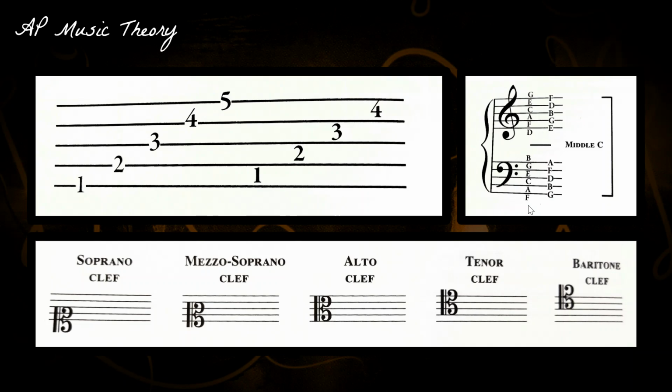Octave designation. Another way to label the notes on the grand staff is related to where they occur on the piano keyboard. There are 8 Cs on the piano. Each C begins a new octave. All pitches within that octave are labeled the same number. Lowest C on the piano is C1. Middle C is C4. And the last note of the piano is C8.